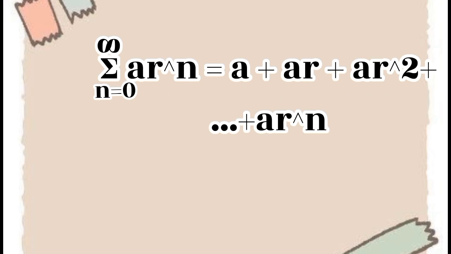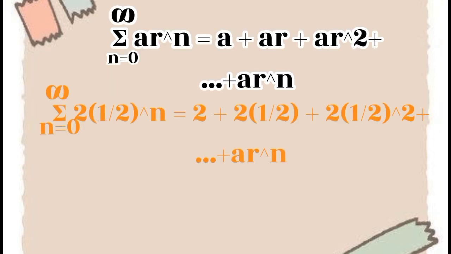This is the summation notation of the geometric series: the summation of a times r raised to n, as n goes from 0 to infinity, which equals a plus a times r plus a times r raised to 2, and so on, up to a times r raised to n, where a is the coefficient of each term, r is the common ratio, and n is the number of terms.